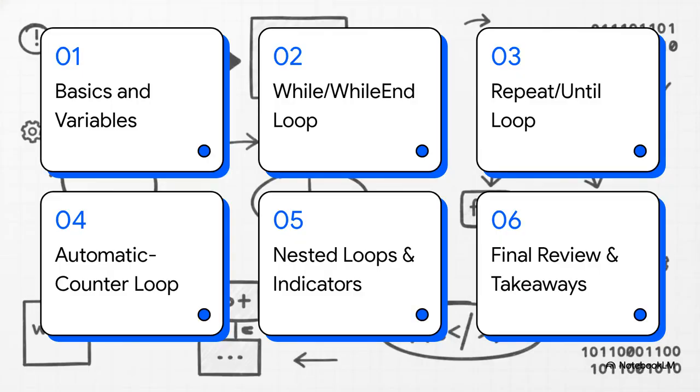Here's our blueprint for today. We'll be covering 1. Loop basics and variables, 2. The while/whileEnd loop, 3. The repeat/until loop, 4. The automatic counter loop, 5. Nested loops and indicators, and finally, 6. A final review and takeaways.